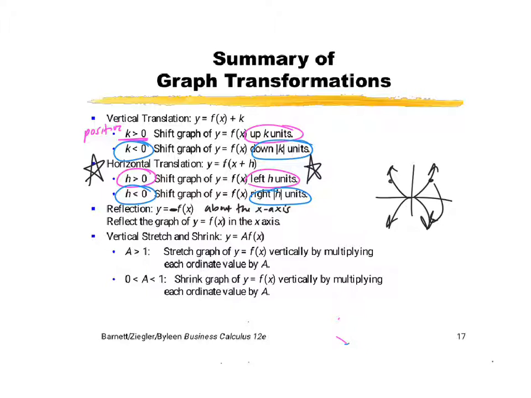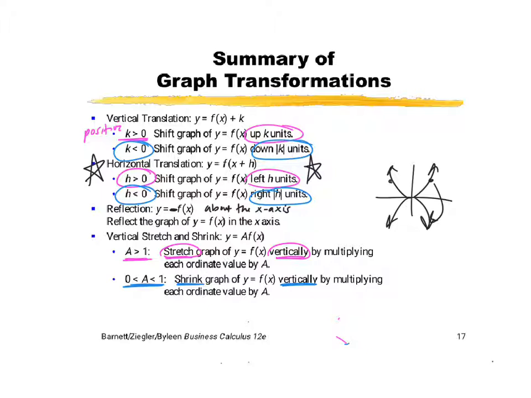Okay, a vertical stretch and shrink. Notice here, if we're multiplying a to f of x, if a is greater than 1, the graph will stretch vertically. If we have an a value that's between 0 and 1, it will shrink vertically or compress. Okay, let's look at the next slide.